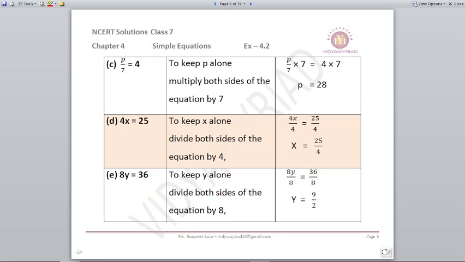Next, 8y is equal to 36. Now here 8 is multiplied. To remove 8, I need to divide it. So both the sides will be divided by 8. So 8y is equal to 36 means 8y upon 8 is equal to 36 upon 8. 8 gets cancelled, y remains on the left hand side, which is equal to 9 upon 2.